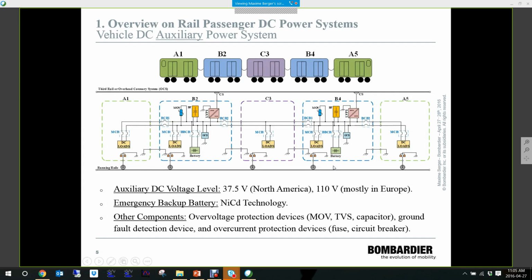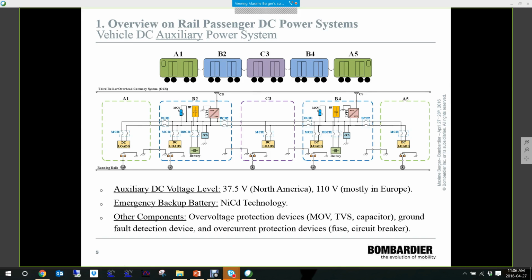So here what we see is a schematic of a vehicle DC auxiliary power system. We see that we have a 5 vehicles train. We have cars A1, B2, C3, B4, and A5. What I can say is that rail passenger train DC auxiliary subsystems, which are represented here by the yellow boxes, DC loads, are supplied by an auxiliary converter, also called the LVPS, the low voltage power supply.